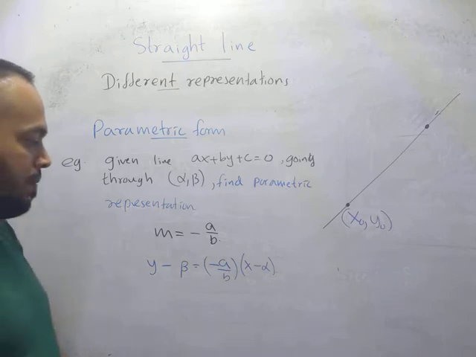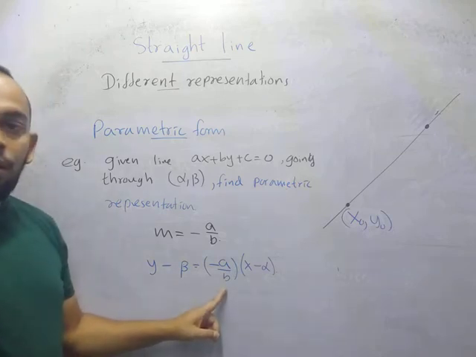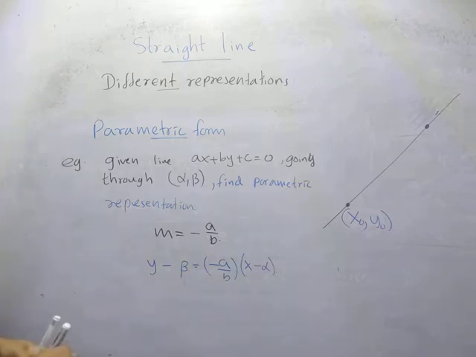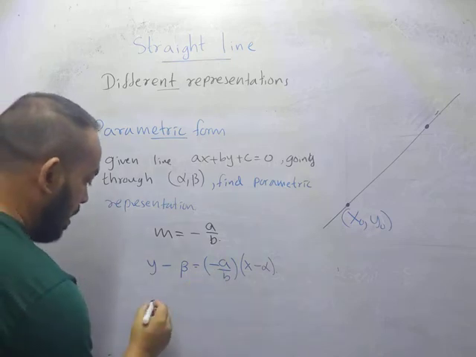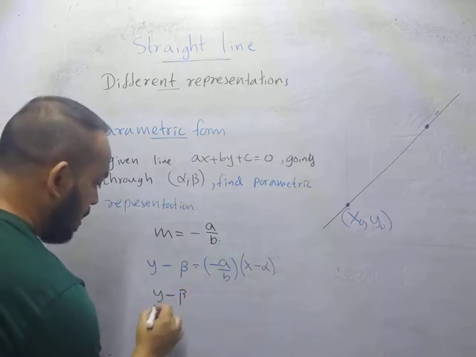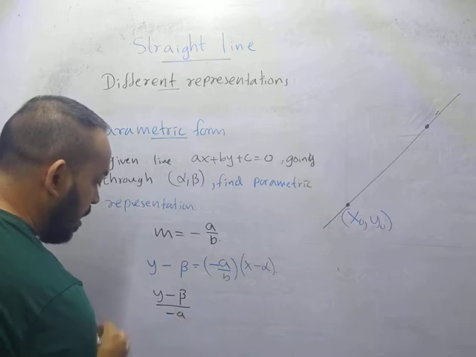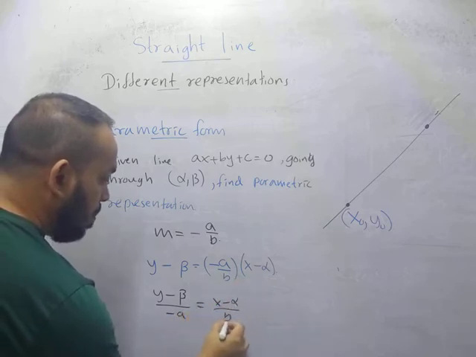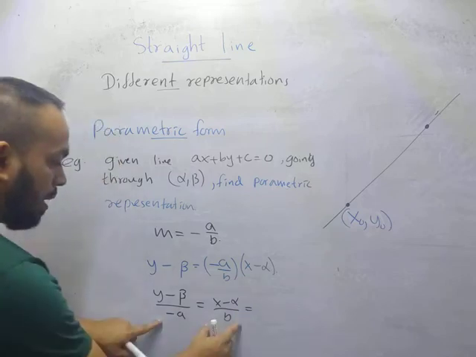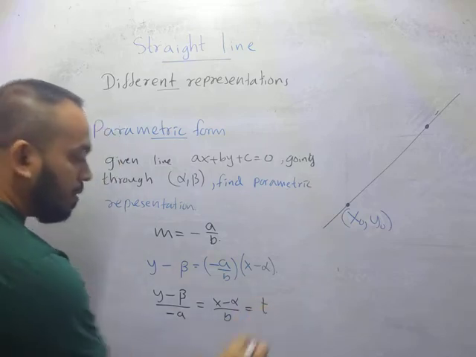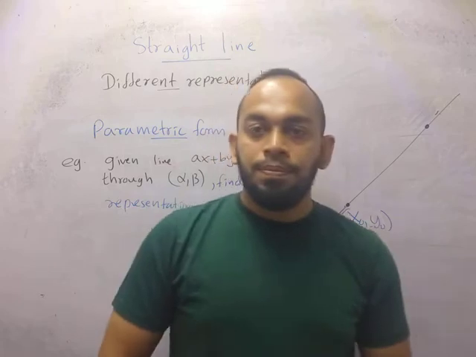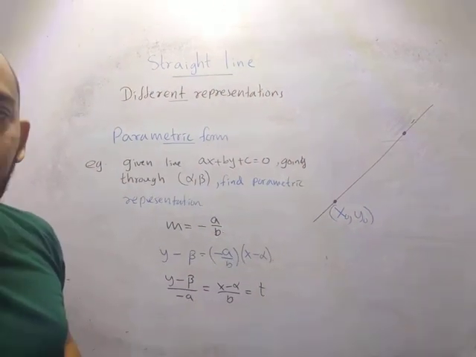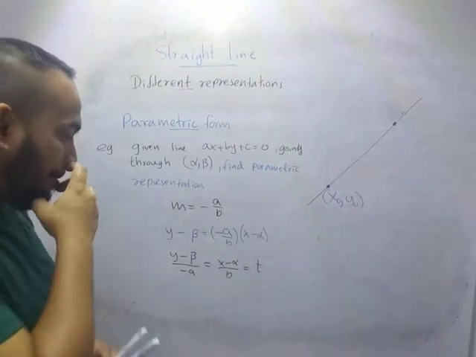Now I'm going to rearrange this. Putting minus A over here, (y minus beta) over minus A equals (x minus alpha) over B, which equals t, where t is a parameter.